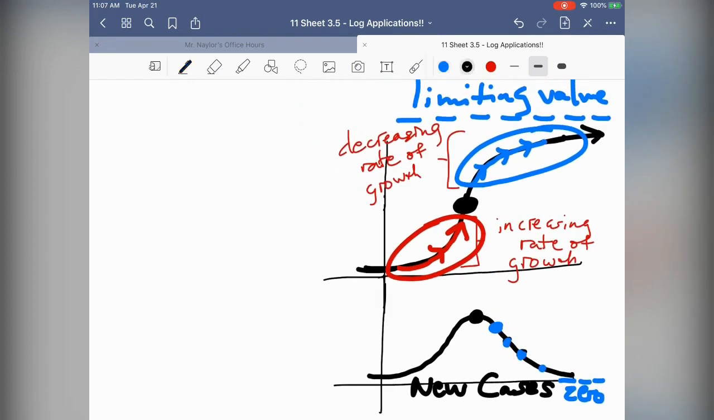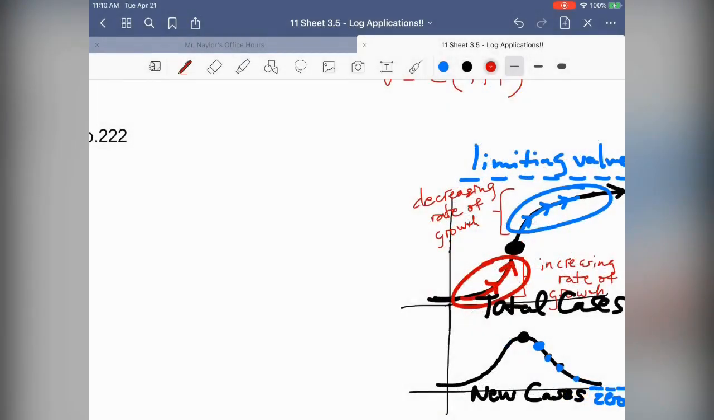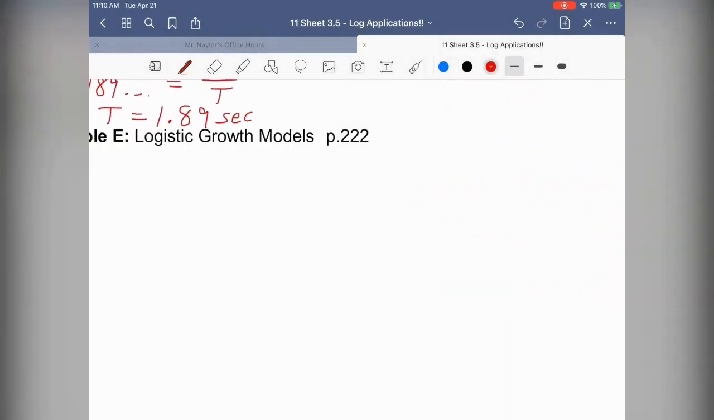So each graph is describing a different idea, and maybe I should describe here that this logistic graph is describing the total number of cases, where we see the total number of cases, again, keeps going up until it reaches a limiting value when we also will have no more new cases. So let's take a look at how this can work in a specific situation.